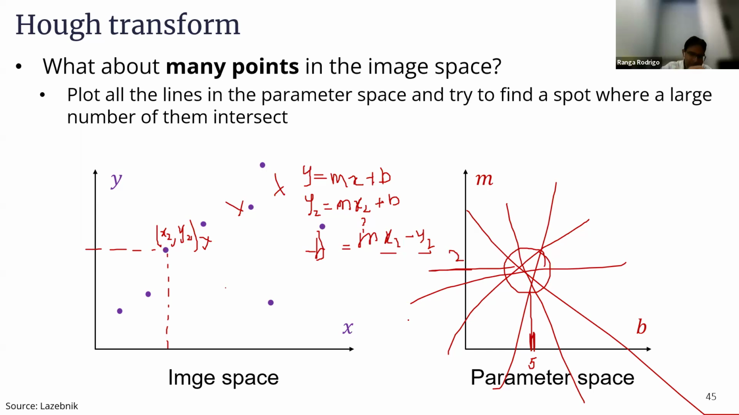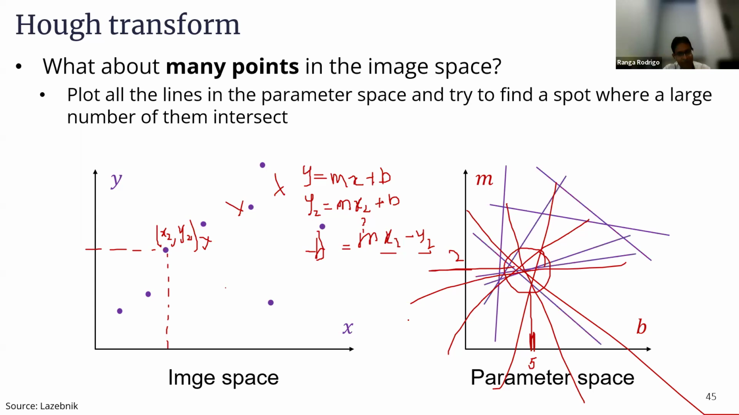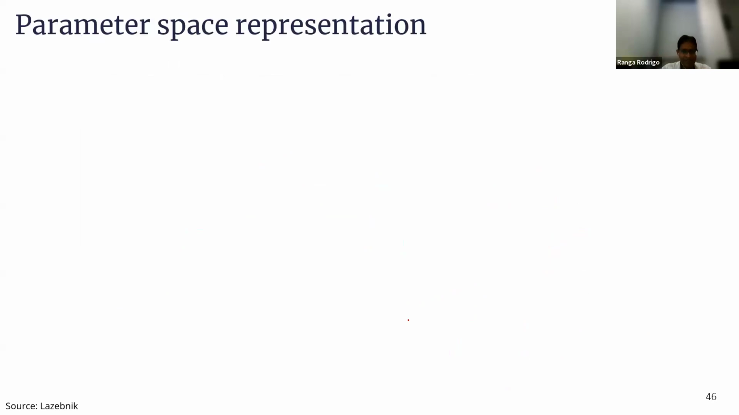So you can see each point votes in the Hough parameter space. This is the idea of the Hough line. That's what you saw there. I hope that is clear.